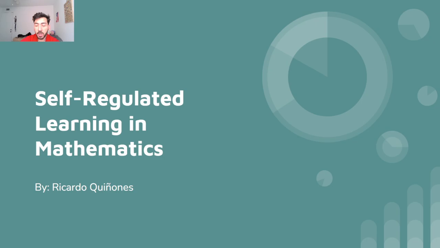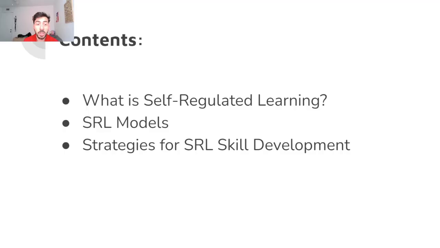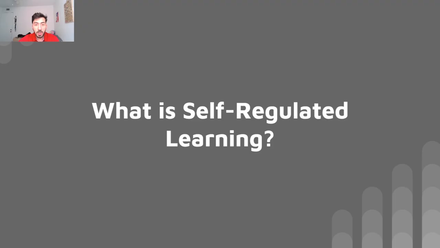We are going to be talking about its definition. We're going to be talking about different models of SRL, self-regulated learning, also known as SRL. And we're going to be talking about strategies for self-regulated learning skill development. So we have a few strategies based on research and examples that show that they can be useful and practical for classroom environments. So our first objective is, what is self-regulated learning?